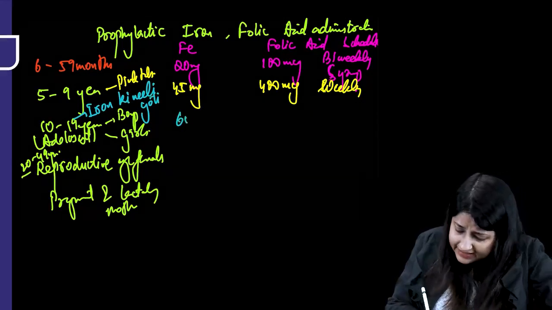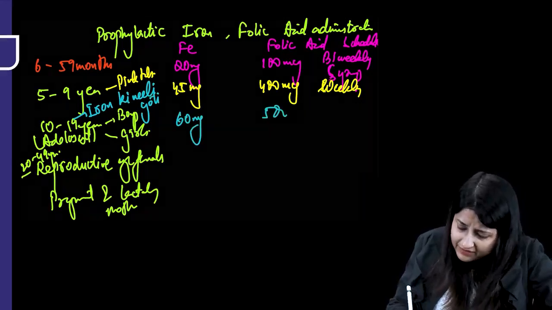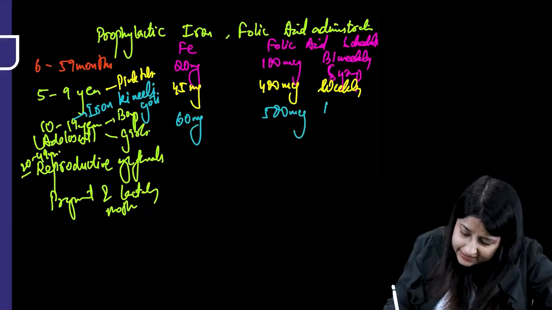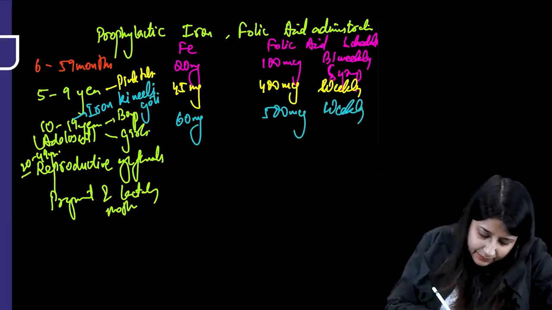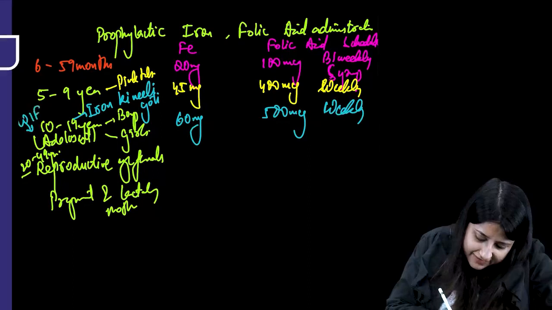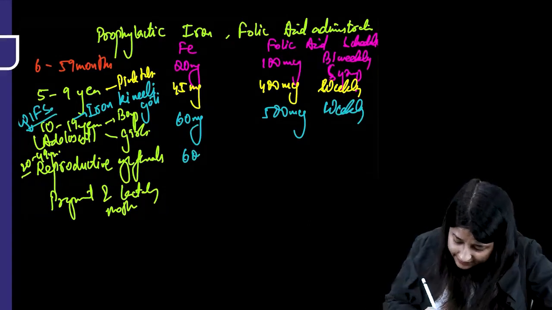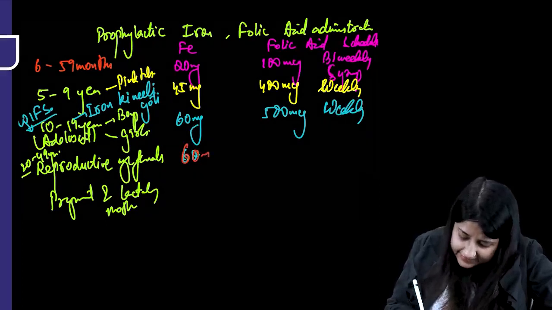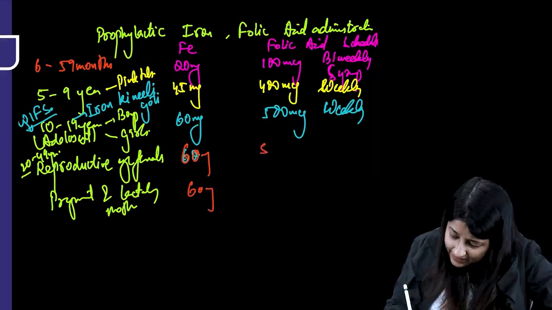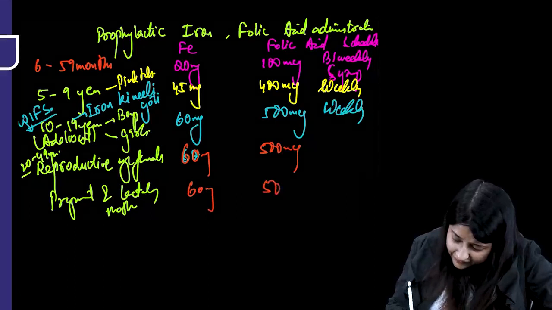तो यहाँ पे कितना देते हैं? 60 milligram elemental iron, 500 microgram folic acid weekly. Okay, this is being provided through WIFS, weekly iron folic acid supplementation. Rest you can write over here, red color tablets. Okay, 60 milligram, and 500 microgram folic acid.